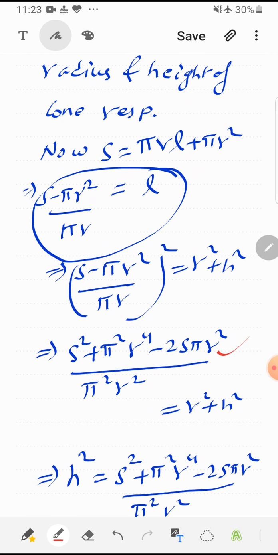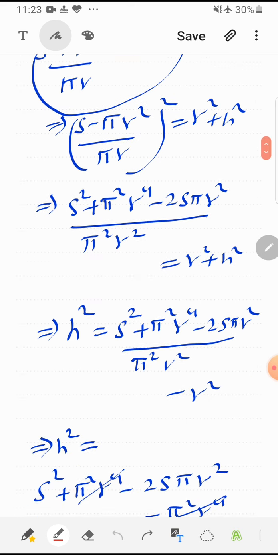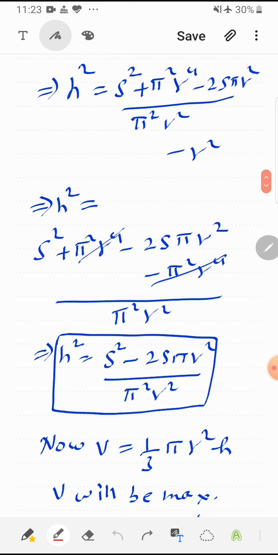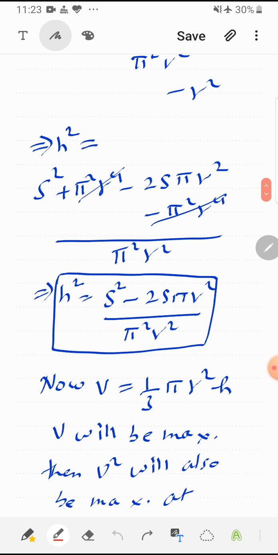For that I am opening the square and shifting this r square towards the left hand side and taking LCM, so that one term will be cancelled and we can write h square is equal to s square minus 2s pi r square upon pi square r square. Here again, to make the calculations easier, v is equal to 1 by 3 pi r square h, and we will apply the same concept as in the last question, that if v is maximum then v square will also be maximum. Why am I doing this? Because I want to obtain h square here, so that I don't have to take a root and can straight away put the value of h square here.